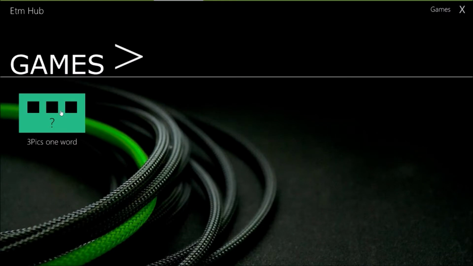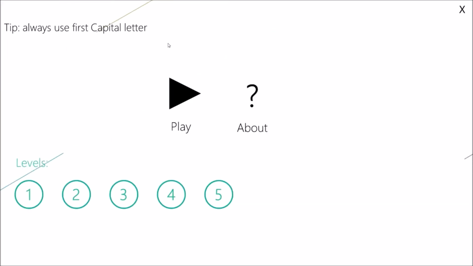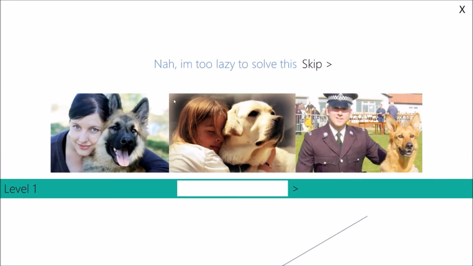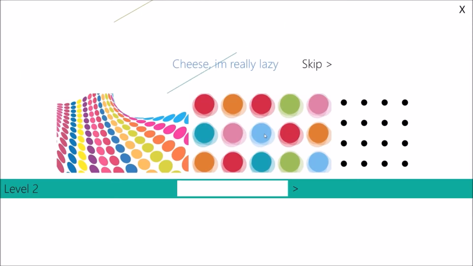3 pics, 1 word. Welcome to 3 pictures, 1 word. Nice little animation going on here. Play. Nah, I'm too lazy to solve this, skip. Level 1. I'm confused. The word was friends. As if you're supposed to know that. Jeez, I'm really lazy. Dots.